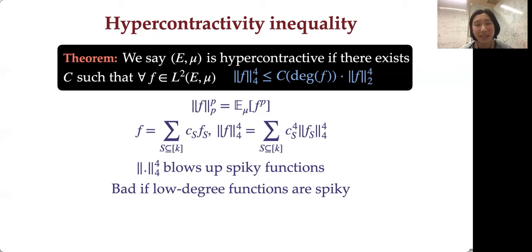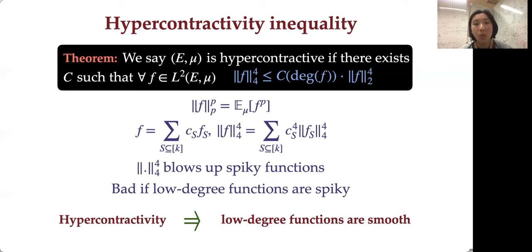Usually if the function C is too large, we wouldn't consider this probability space to have a hypercontractivity inequality. So what this whole argument is saying is essentially that hypercontractivity is equivalent to saying that low degree functions over the probability space are smooth. So they're not spiky. This is the intuition behind a hypercontractivity inequality.